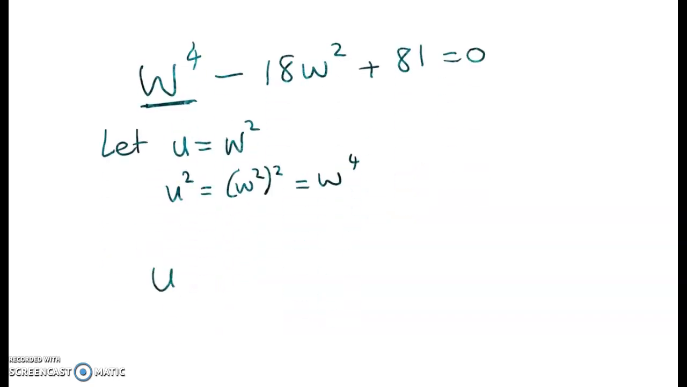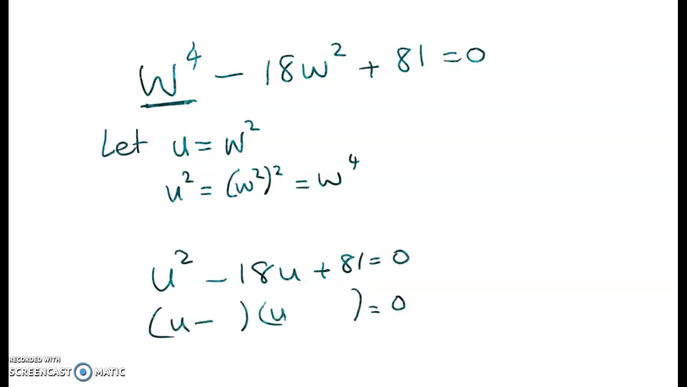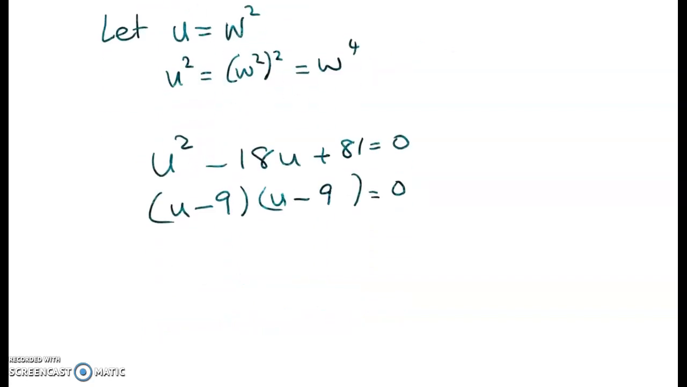So this is what we call a disguised quadratic. We've got u squared minus 18u plus 81 is equal to 0. Factorising that suddenly gets really easy. We've got a perfect square, u minus 9 times u minus 9 equals 0, which means that u has to equal 9, but u is w squared, right?